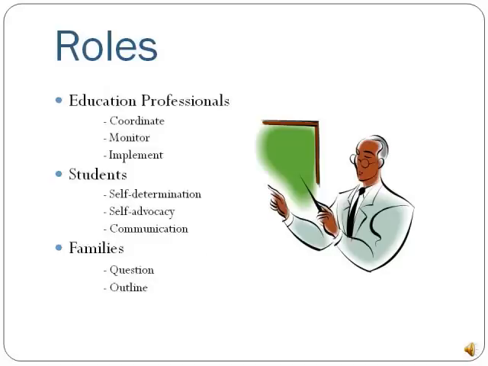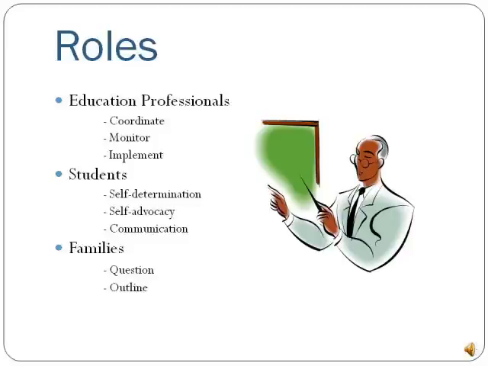Three groups of people make up the team involved in the IEP process. The groups are the education professionals, such as principals, administrators, and teachers, the students themselves, and the families of the students. The education professionals coordinate and oversee the whole process. They monitor the progress of the student involved. The education professionals are also the ones in charge of the actual implementation of the services.